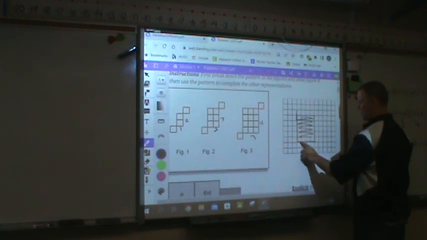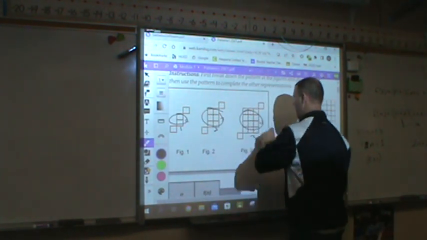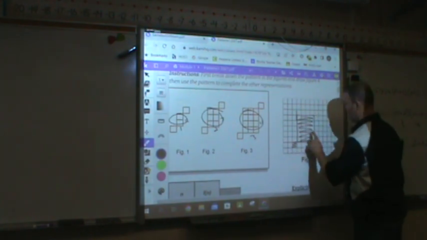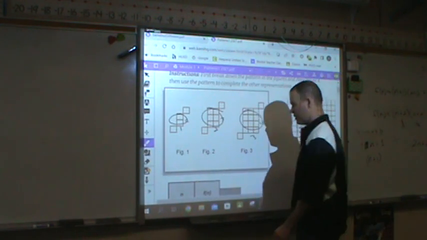So that should be the center section. And again, that just covers these right here. And what else do we have? And then we have the single pieces there. So there should be your center section.